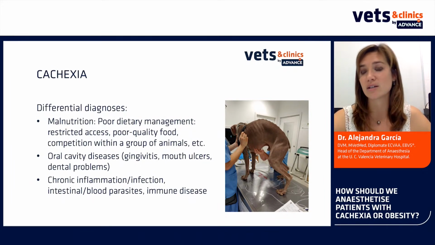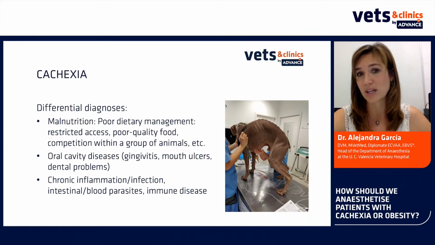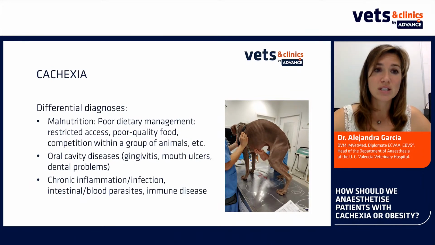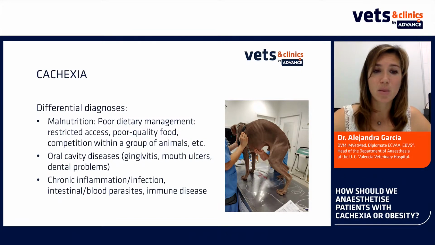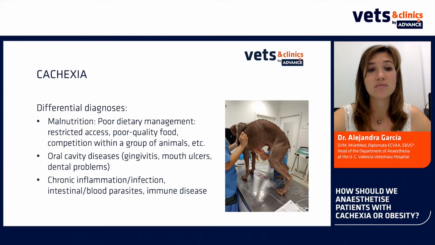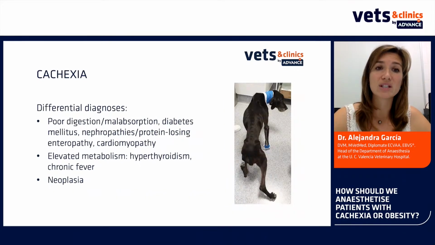So the other animals are aggressive to one, and this one is not able to eat properly. Other causes are oral cavity diseases, gingivitis or gingivostomatitis in cats, mouth ulcers because of renal disease, and dental problems, for example. And then in the gastrointestinal system, basically chronic inflammation or infection in the intestine, or blood parasites, or immune diseases that affect the gastrointestinal system and the patient is not able to get the nutrients.